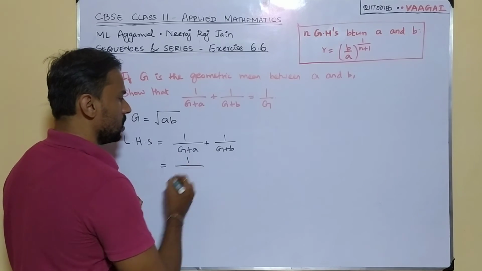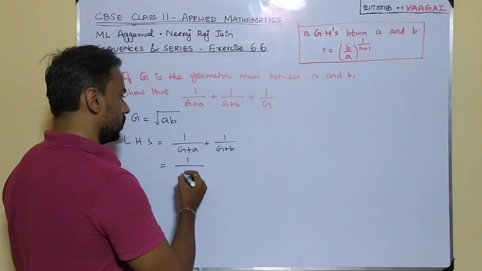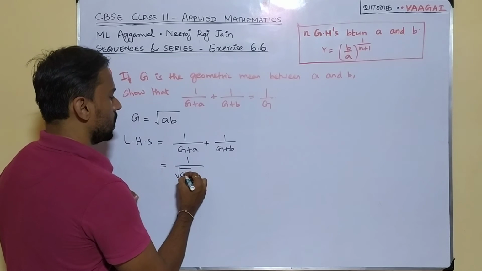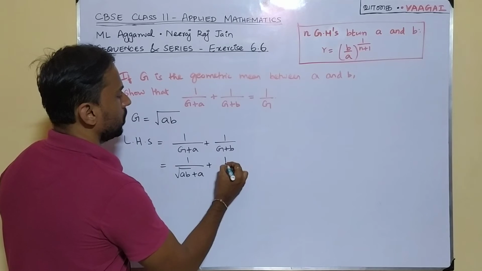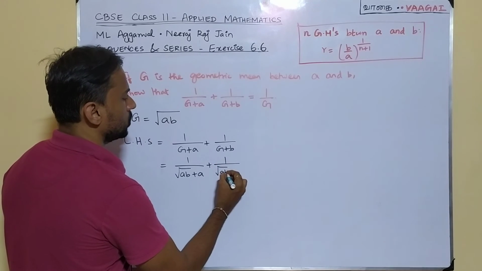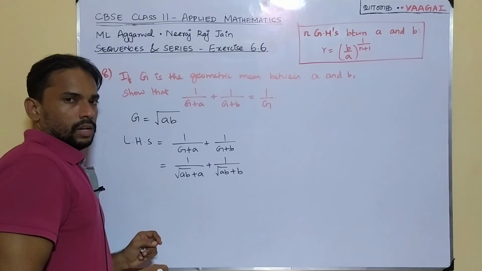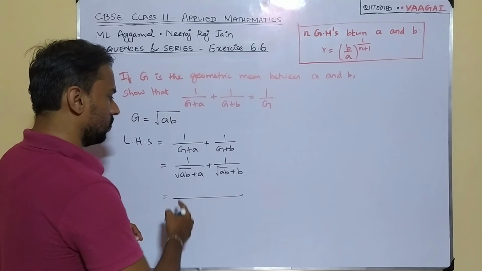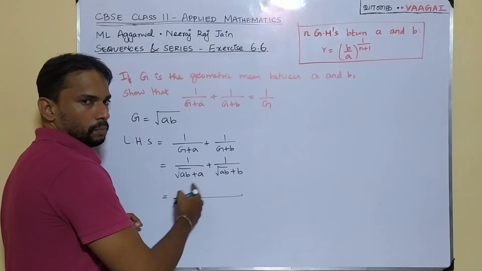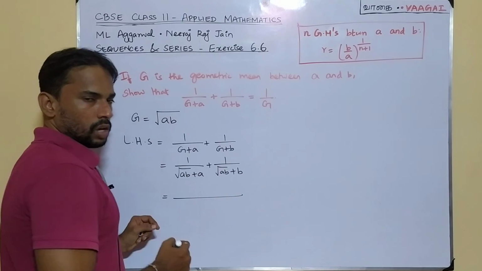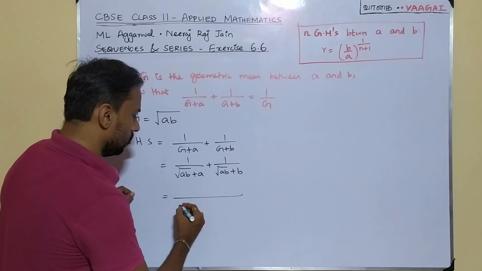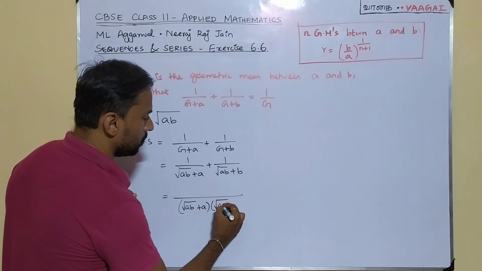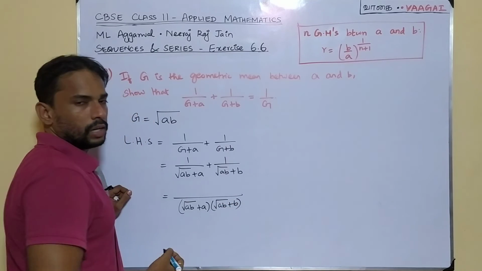So we'll have 1 by, what we can do here is, we'll just take it to be like 1 by root of AB plus A plus 1 by root of AB plus B. Okay, we'll have it like this. Next, what I can do is I will take the LCM. If I try to take LCM, we will have to multiply these two values. So if you multiply, you will have root of AB plus A multiplied by root of AB plus B. This is what you will get in the denominator portion.